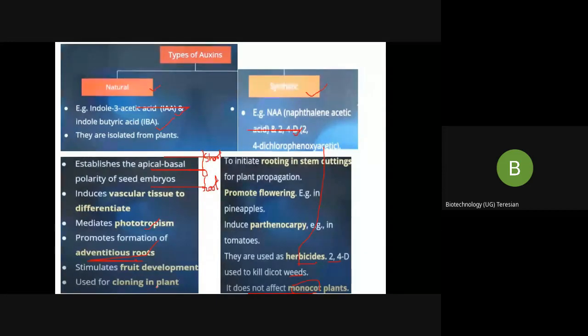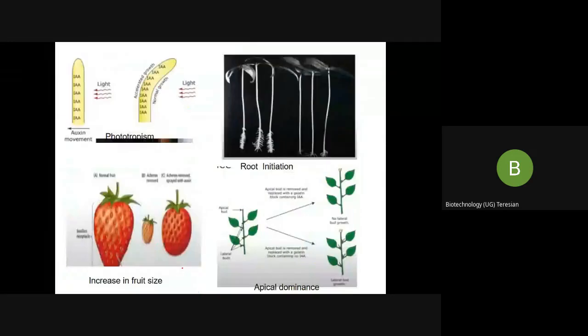So remember, whenever we are growing a plant in tissue culture, this is your explant and you are growing the plant in some media. What happens if I want this plant to produce roots? I have to use the auxins. So auxins are used for the production of roots in your tissue culture plant. And also it stimulates fruit development.